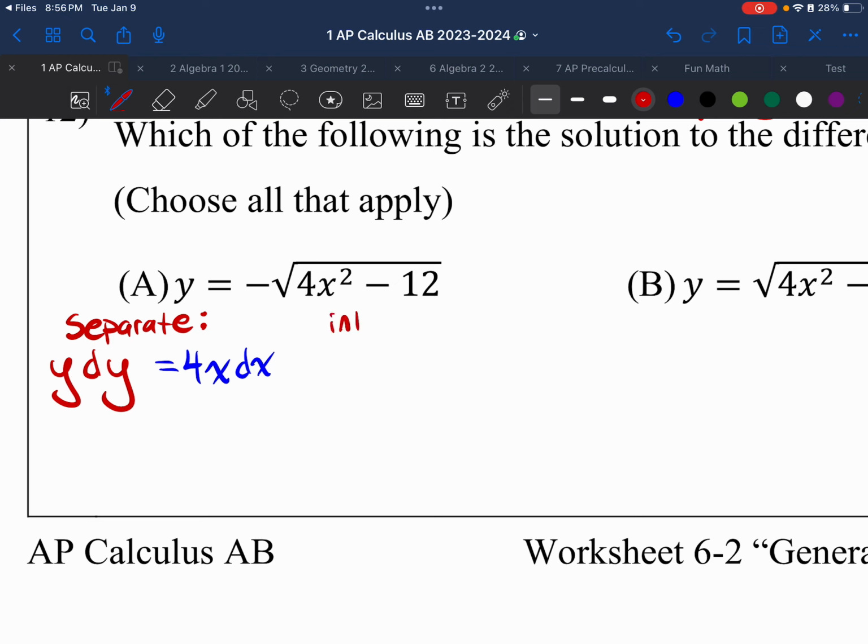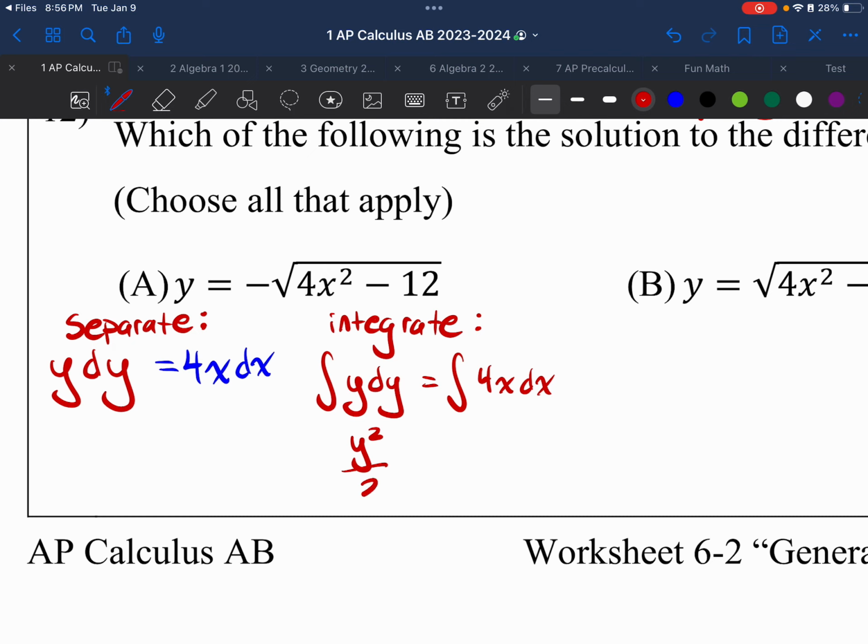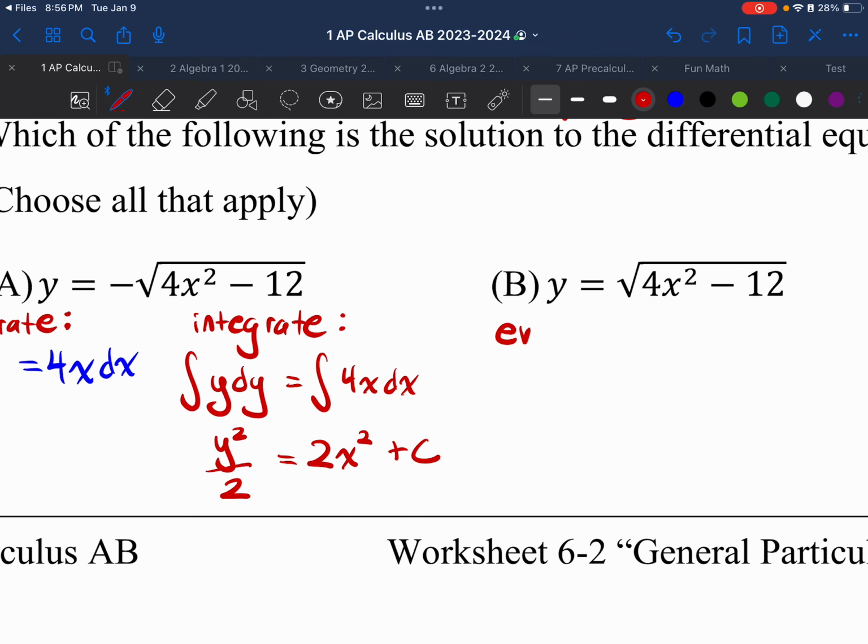So I'll say integrate. When I'm doing my integrations, I'm just slapping on integral y dy equals integral of 4x dx. The integral of y is going to be y squared divided by 2. The integral of 4x, remember that this x is going to go to a power of 2 and then divide by 2, which means 4 and 2 are going to cross cancel and turn into a 2. This is really 2x squared. Don't forget your plus c. Then we move on to the evaluate step.